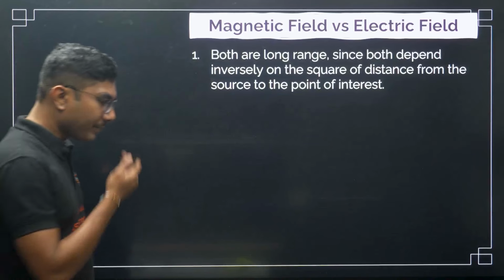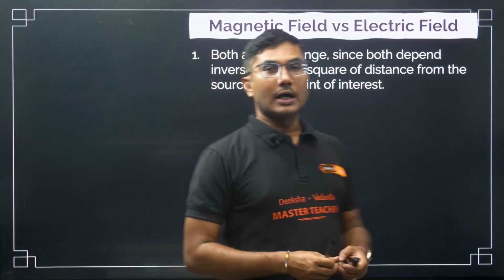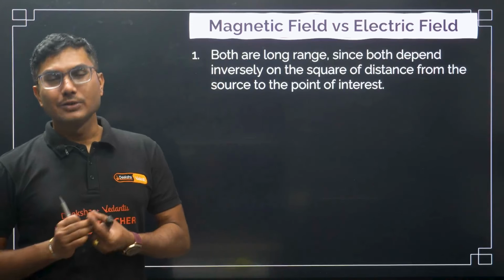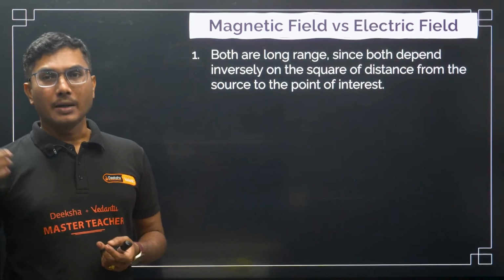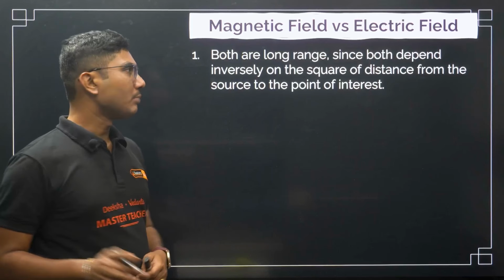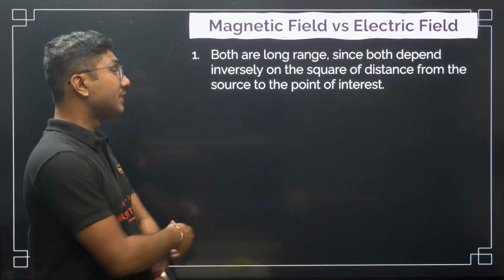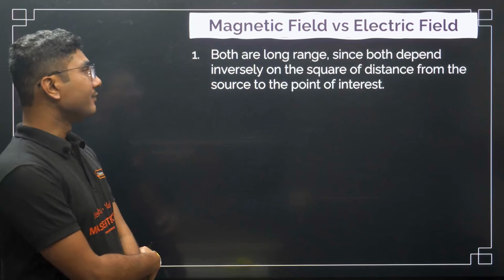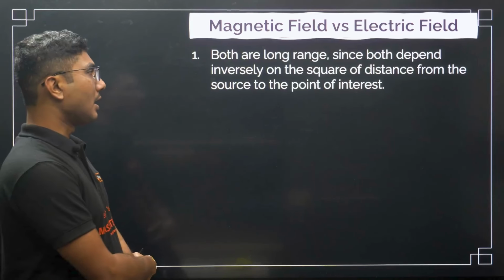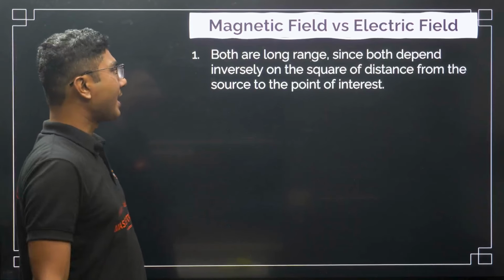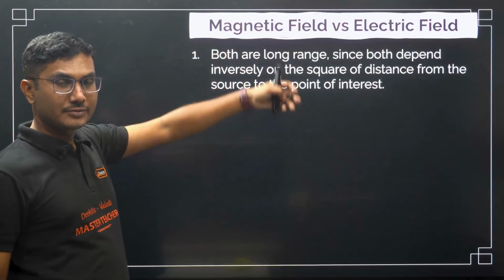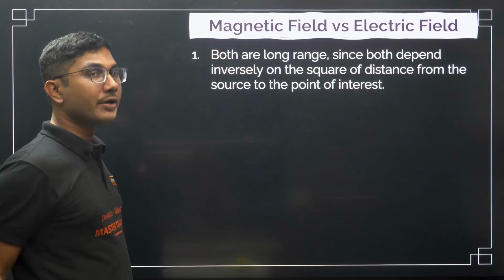Now we have compared the electric field due to a dipole and the magnetic field due to a dipole. Let us do a general comparison between magnetic field and electric field. Both are long range, since both depend inversely on the square of the distance from the source to the point of interest. The magnetic field becomes 0 at infinity, and the electric field also becomes 0 at infinity. So they are long range, right?